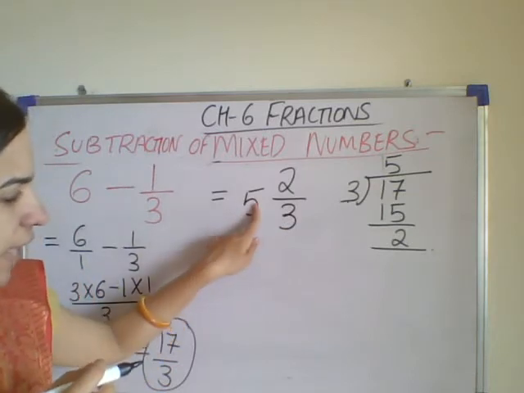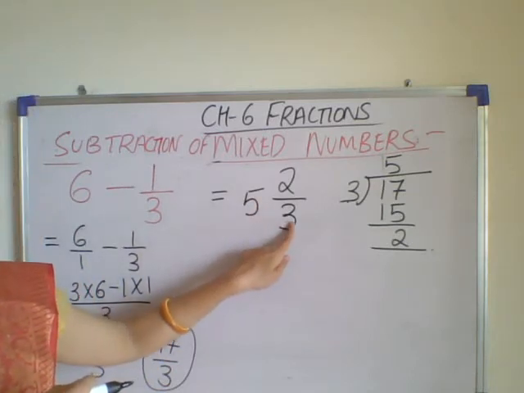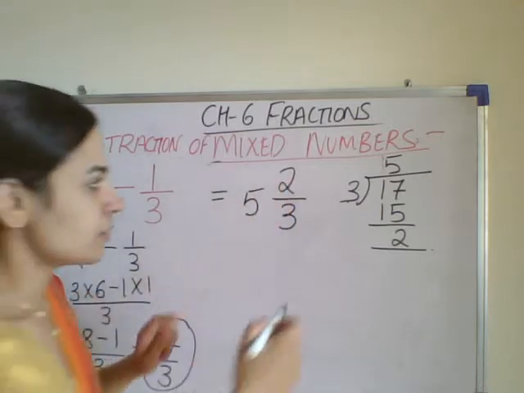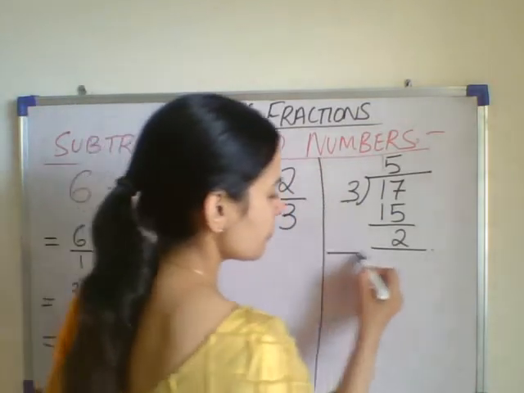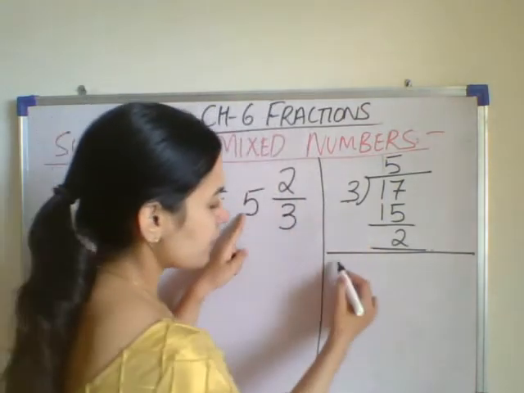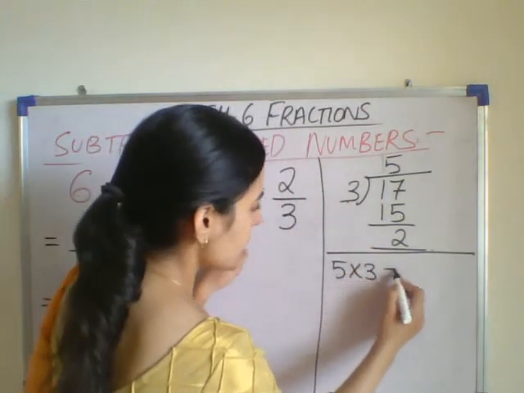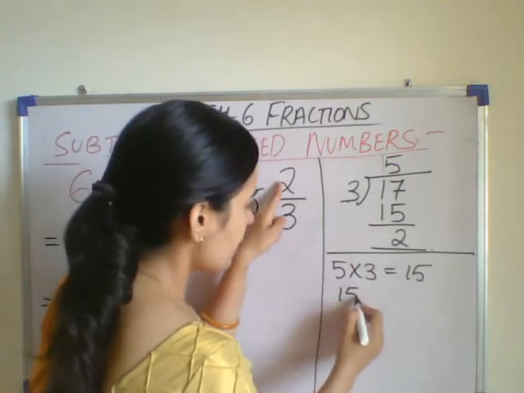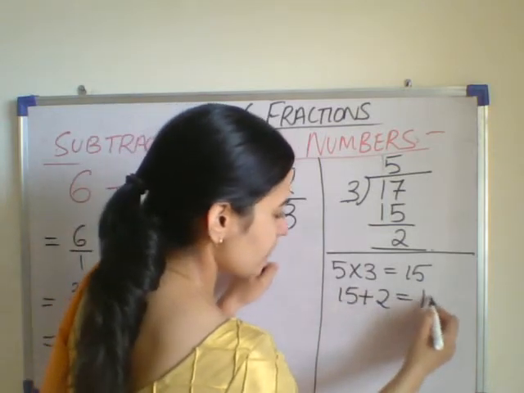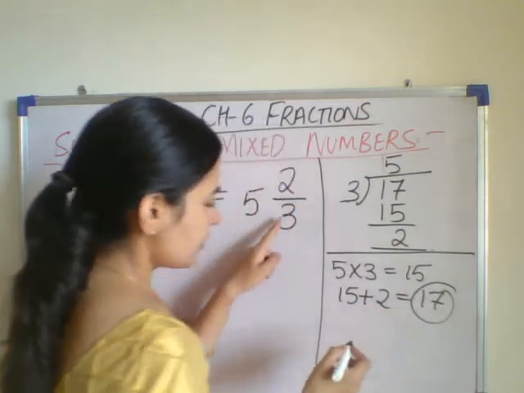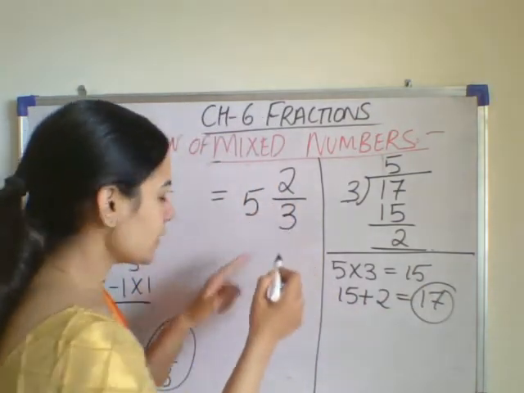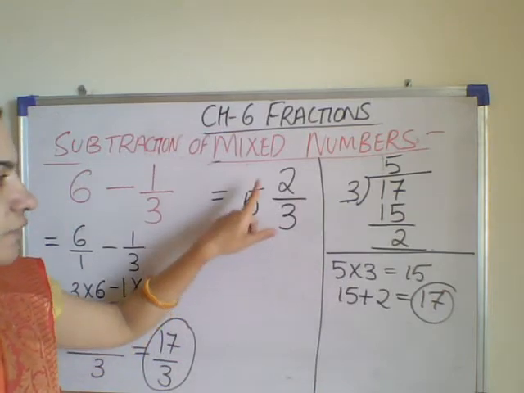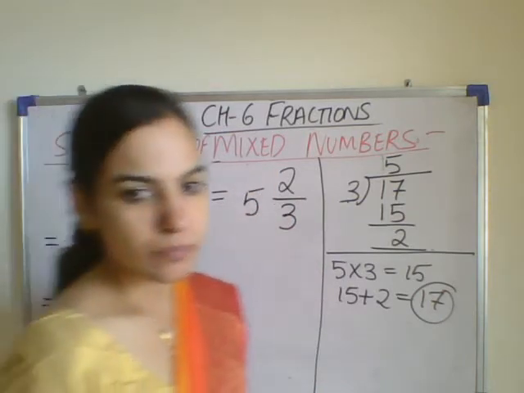So 5 multiplied by 3 is 15 and 15 plus 2 is 17. Should I do this in rough? 5 multiplied by 3 is 15. Yes. And 15 plus 2 is 17. So it is 17 by 3. 17 by 3 in the mixed number will be written as 5 2 upon 3.